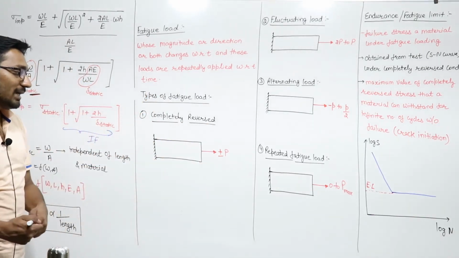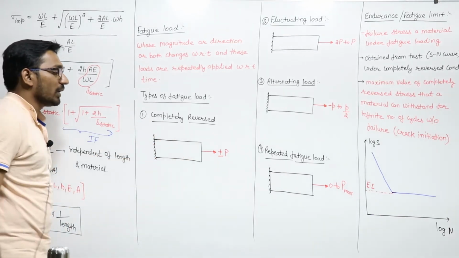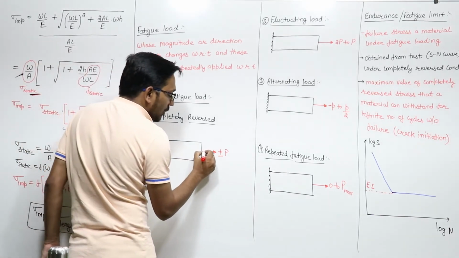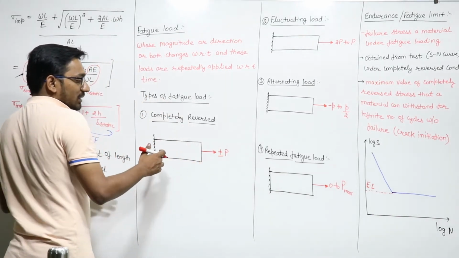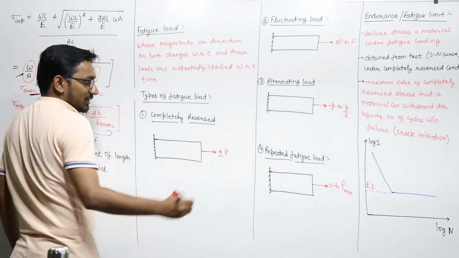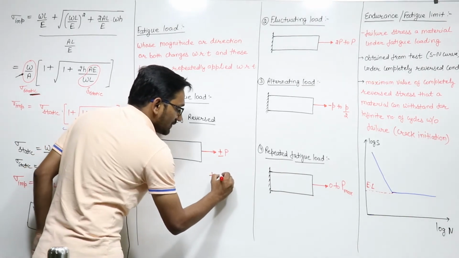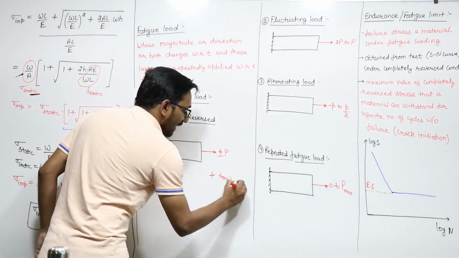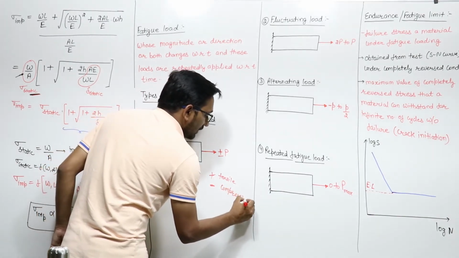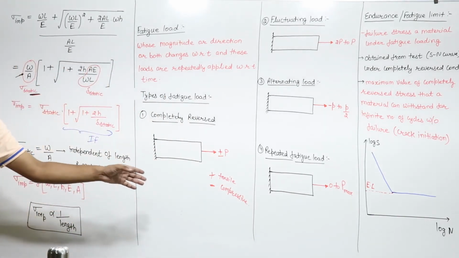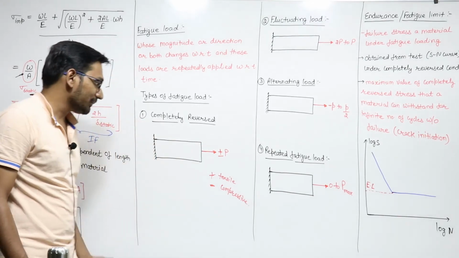What do we mean by completely reversed fatigue loading? This is an example of completely reversed fatigue loading, in which suppose this is a load acting on this bar. In strength of materials, plus load means tensile load, and minus load means compressive load. This is our sign convention, and I am following it.